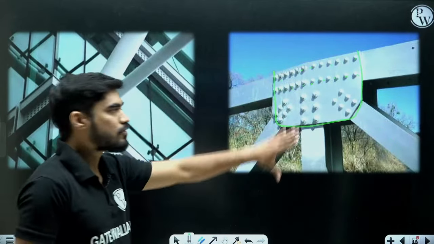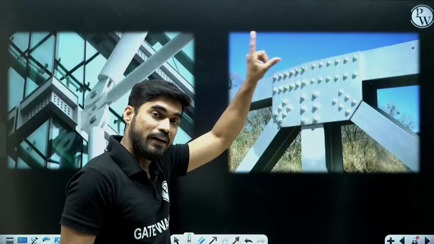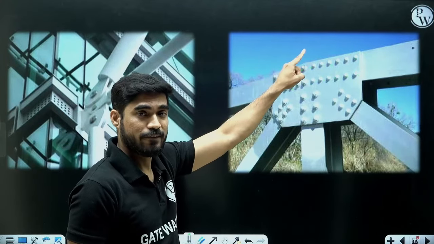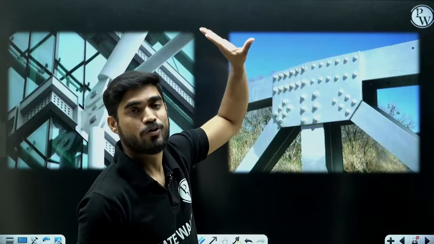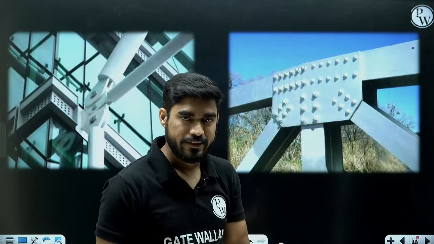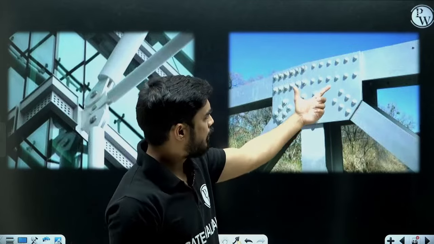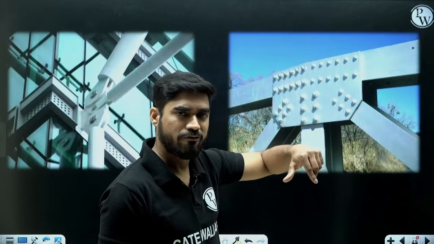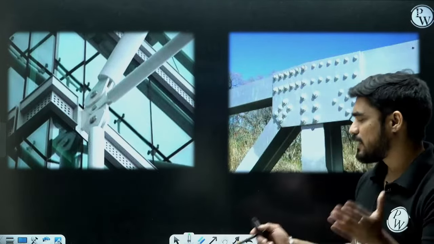So here, this is not a pin joint. But when we solve the problem, we will assume this to be a pin joint. Why? Because it makes our calculation easy and we do not get too much error. If you are thinking, if we consider this as a pin joint, will there be a lot of error? No, the calculations are almost errorless. That is why we started this procedure.